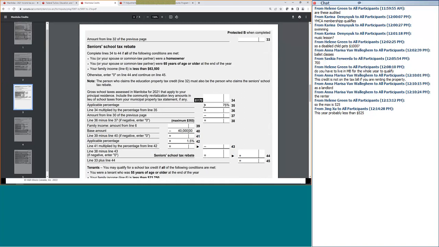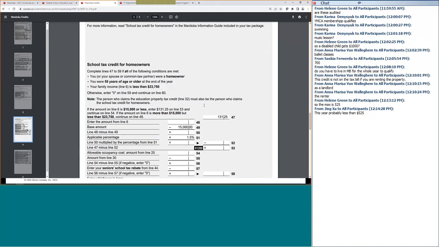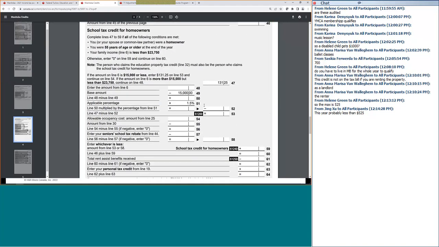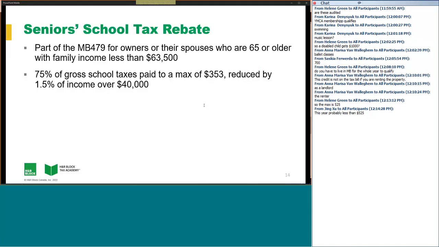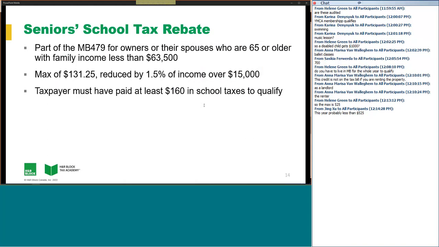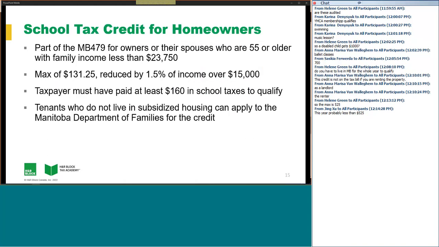And if you don't get the senior school tax rebate, there's one more, which is the school tax credit for homeowners. So same type of rules. You have to be an owner to get it, with one asterisk on that. You have to be an owner to get it usually. You have to be 55 or older, or your spouse has to be 55 or older, and your family income has to be less than $23,750. That's a very low income for a family, but this is for someone who's very low income but is a property owner. It's a maximum of $131.25.